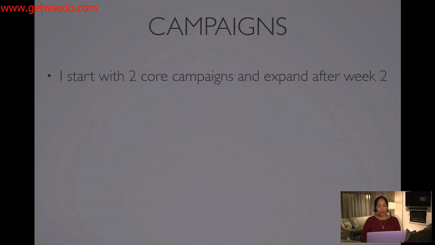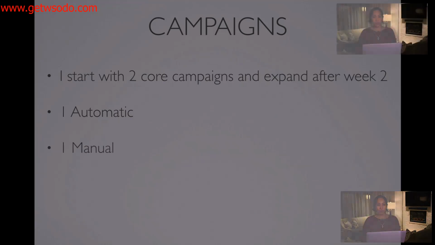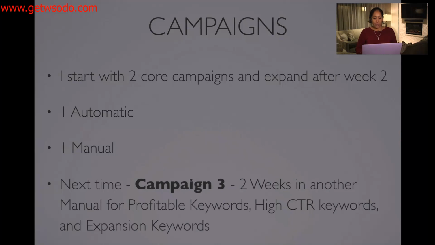So with campaigns, we're going to start with 2 core campaigns, then we can look to expand after that. But for now, we're going to start with 2 very core campaigns. The first one is going to be an automatic campaign, and the second one is going to be a manual campaign. And the next time we will go ahead and talk about a campaign that we can do in the future, which will be for our profitable keywords that we found in the automatic and manual campaign. And we also want to put in keywords with a high click-through rate, and we can expand on additional keywords.